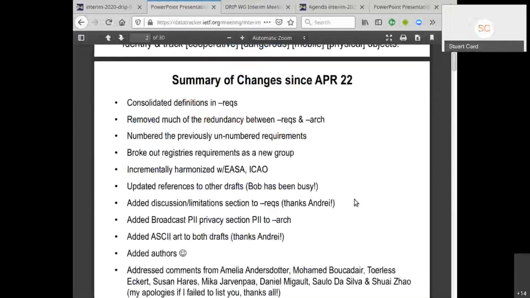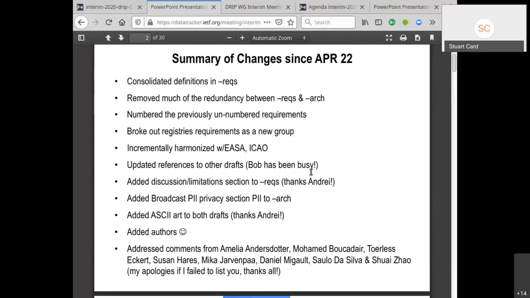Right there. That's the one that Eric just asked for. Definitions: we got rid of a lot of the redundancy between the two documents, which had not been intentionally inserted as a copy and paste. It was a result of the two documents being forks of what was originally a single document. There were some things that were essentially unnumbered requirements that were late adds previously that are now numbered requirements. We've broken out the registry requirements as a separate group rather than having them lumped into the general. We've done a lot of the harmonization as discussed.